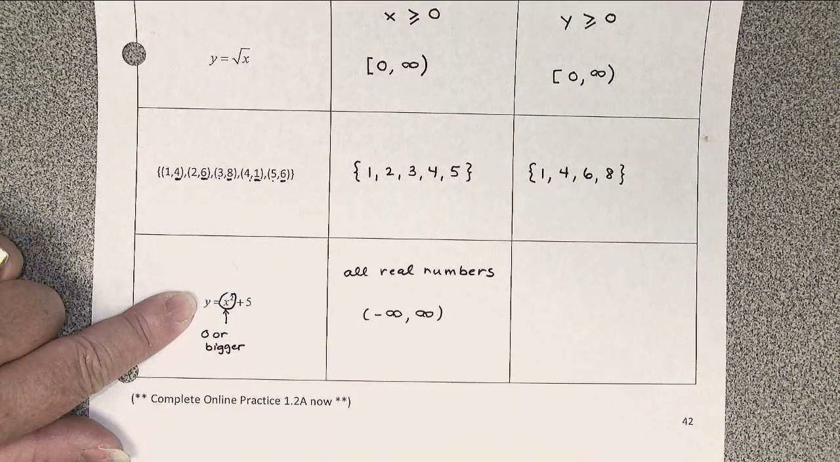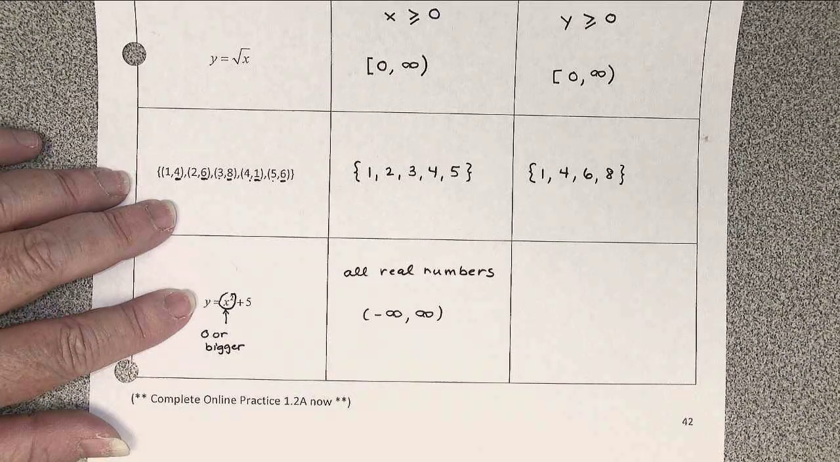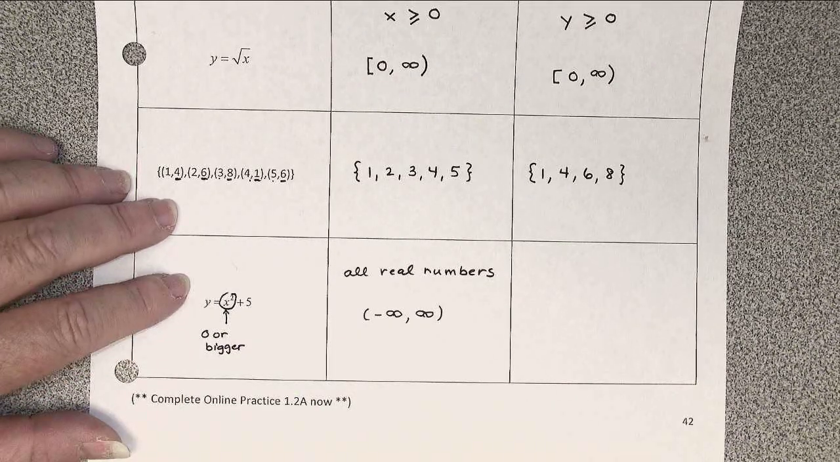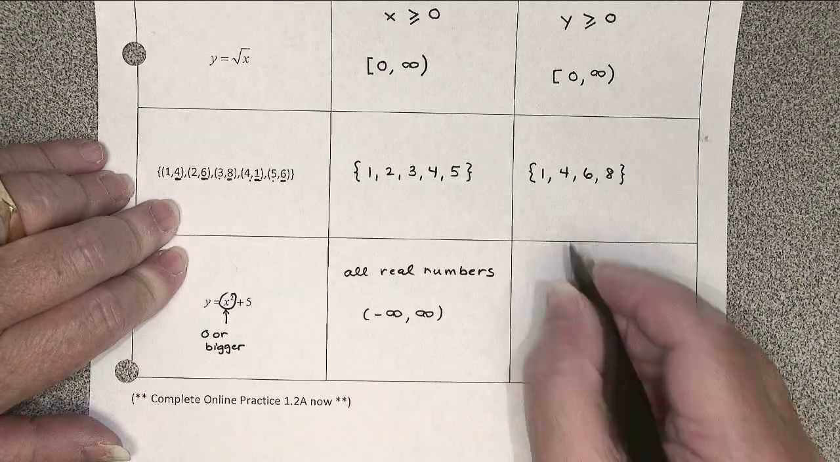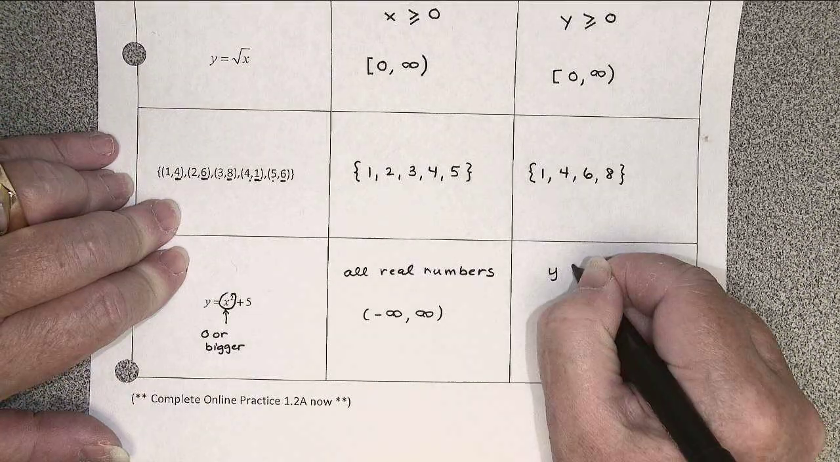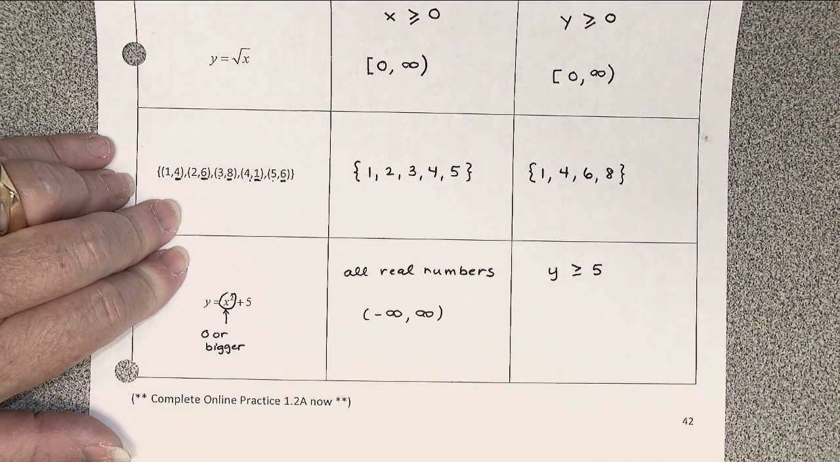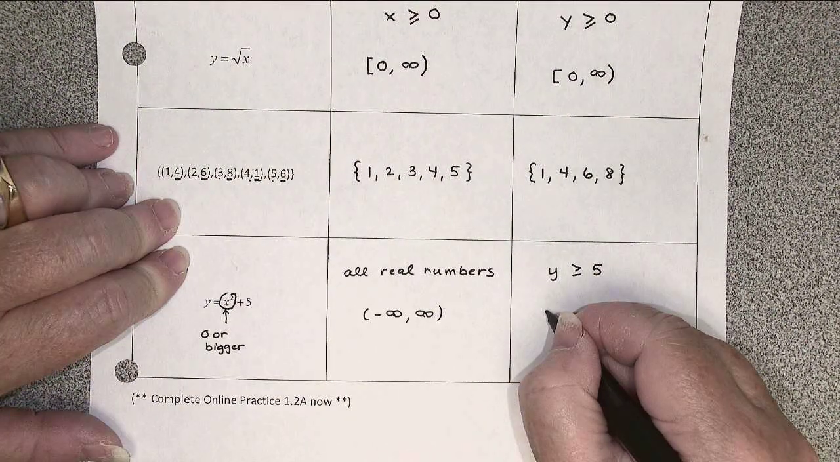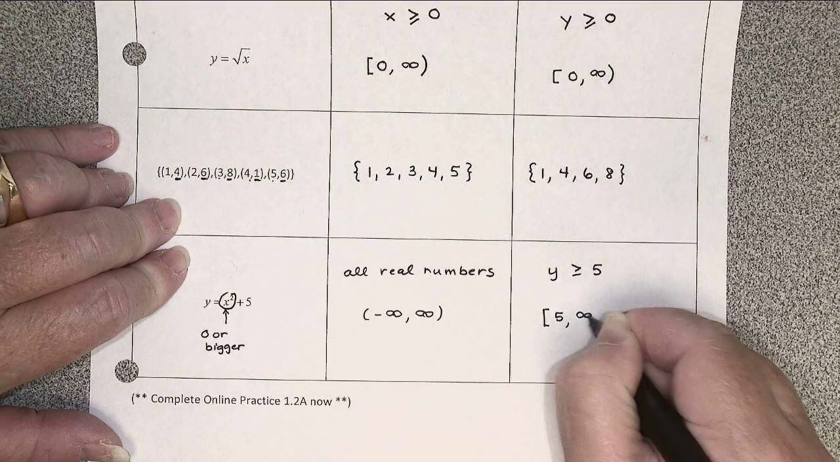So if I've got a number that's 0 or bigger than 0, and I add 5 to that, I've made my number larger than 5, or if it's 0, equal to 5. So I think all the y's are going to turn out to be 5 or bigger. Greater than or equal to 5. In interval notation, that means I would go from 5 to positive infinity.